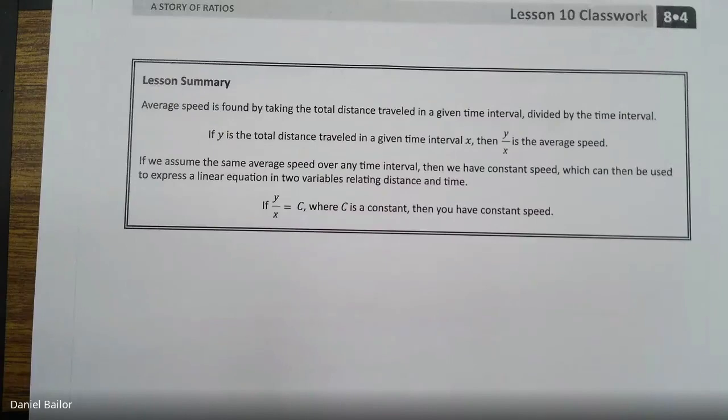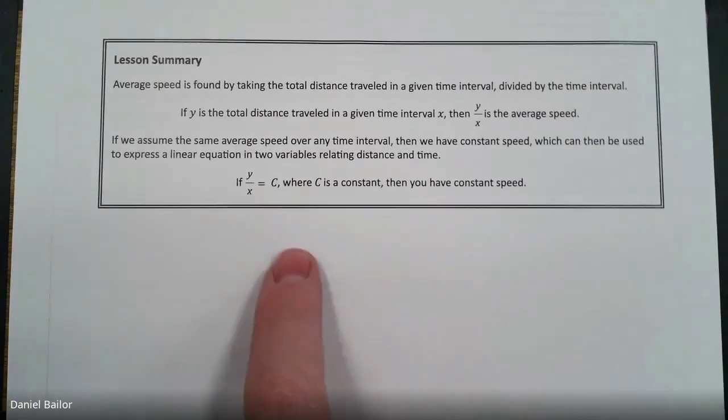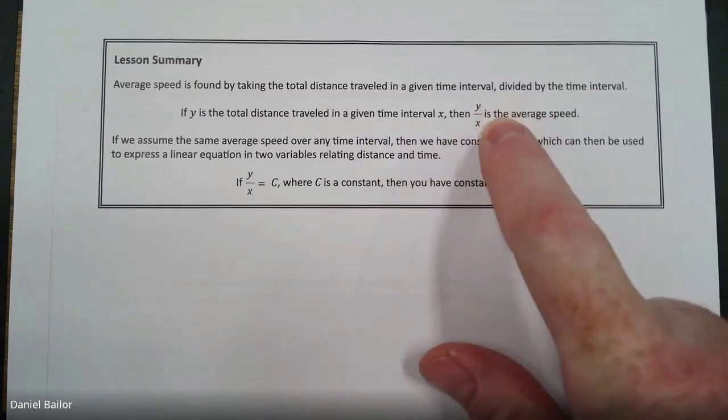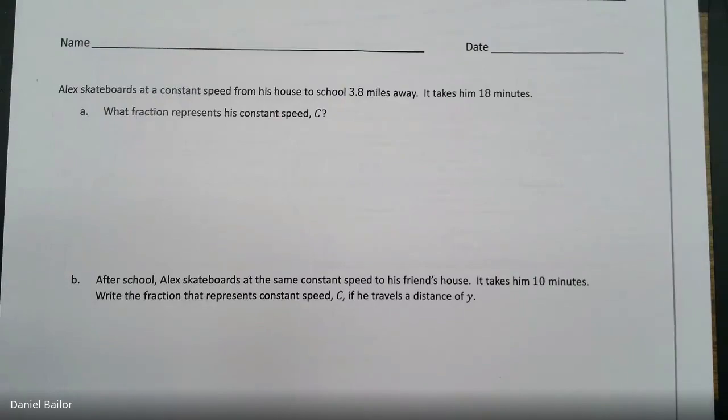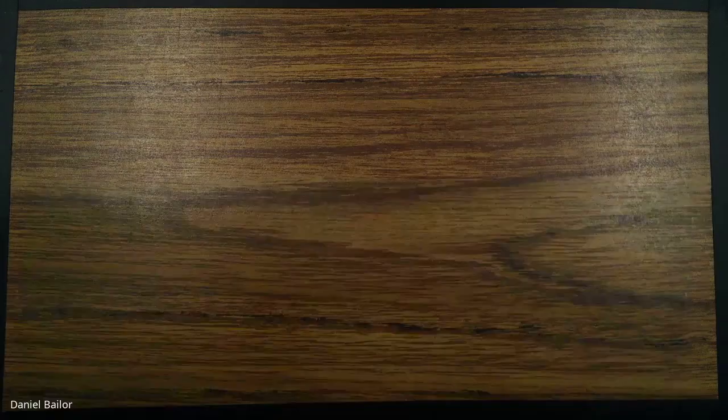The lesson summary is on page 96. You can read that. It shows you what speed is. So like right here we say y over x, which is distance over time, is speed. Exit ticket is on page 97. Let's shuffle that to the back so we can work on that last.